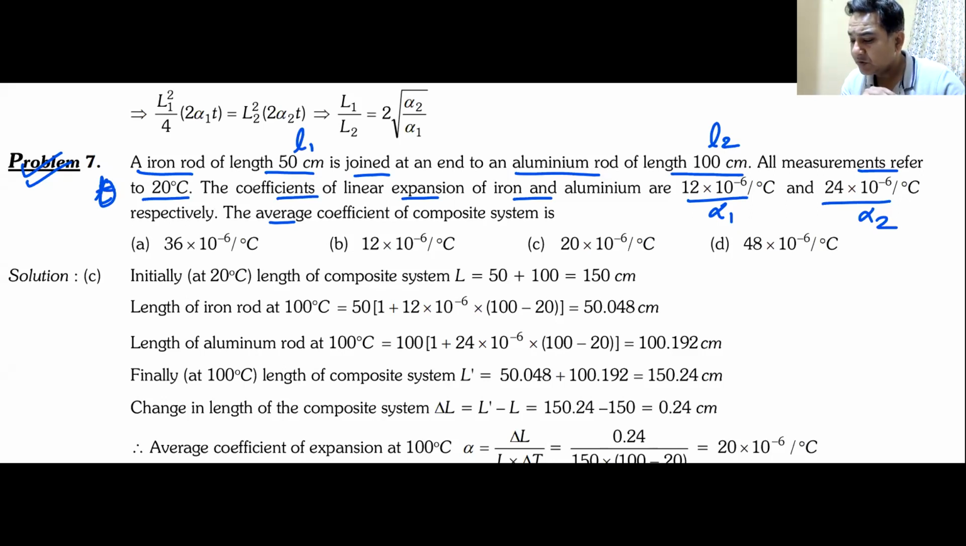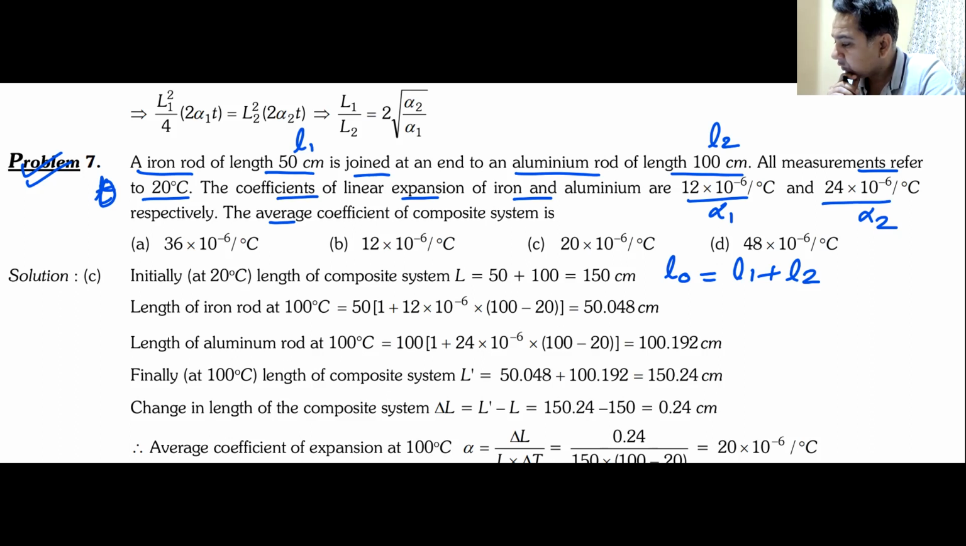So how do I go about it? First of all, let me find the initial length. Initial length, let me call it L0. What is L0 equal to? L1 plus L2. Yes or no? Yes, sir. Okay.